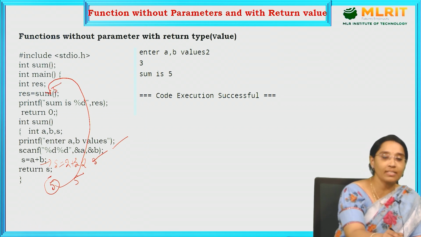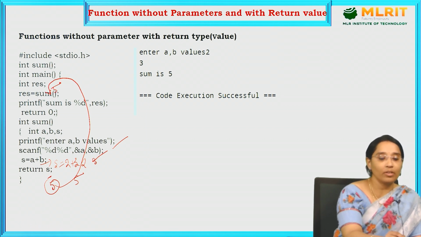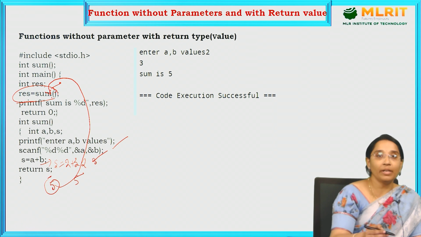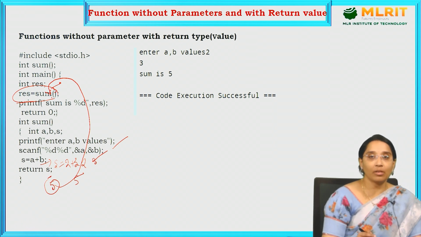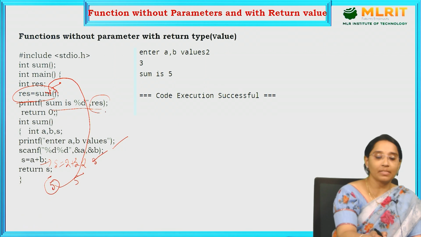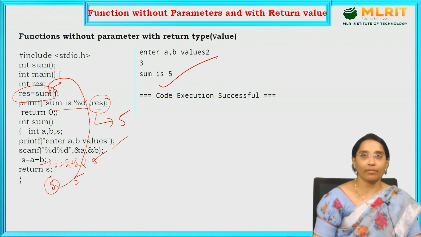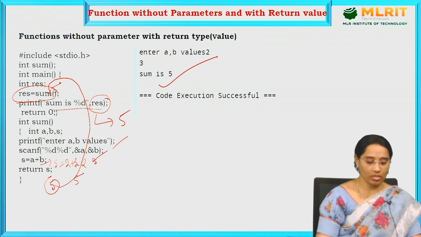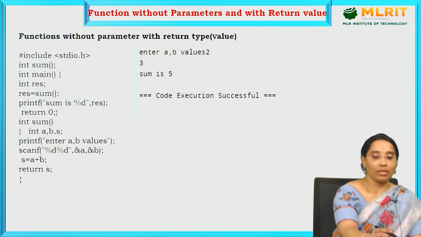So now it has this value 5. You need a variable to print that value, and with the help of the printf function you will print it. So printf sum is %ld comma res. So sum is 5, and 5 will be printed on your screen.